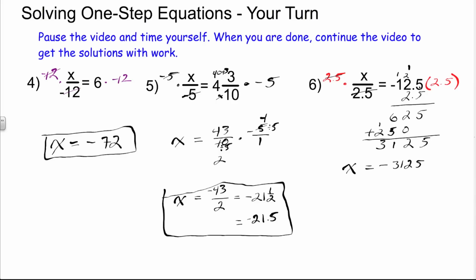12.5 has 1 decimal place, and 2.5 has 1 decimal place. So that means our answer is going to have 2 decimal places. So the answer is negative 31.25, or negative 31 1/4.